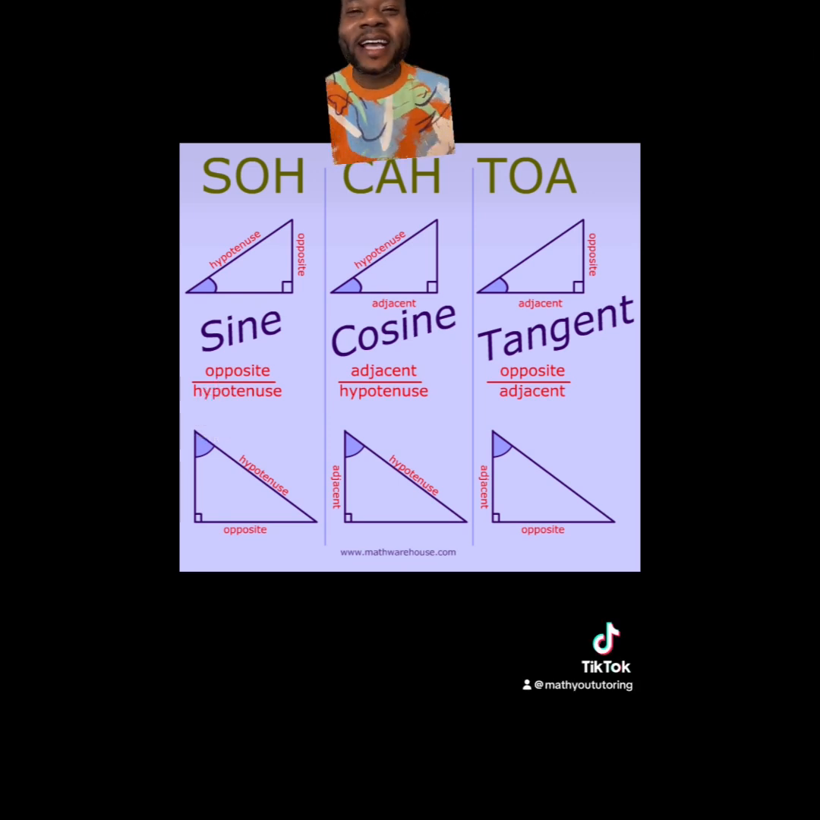I'm so excited because I love using our trig functions. So first, let's just start off with sine, cosine, and tangent. And sine is opposite over hypotenuse, cosine is adjacent over hypotenuse, and tangent is opposite over adjacent. Don't worry, I'll tell you all about it.